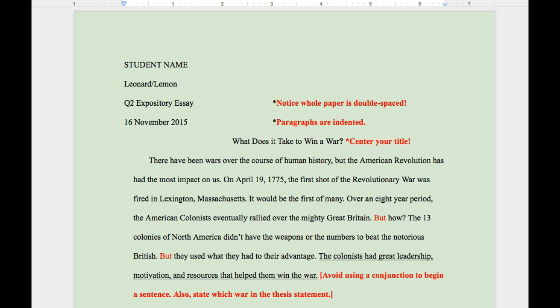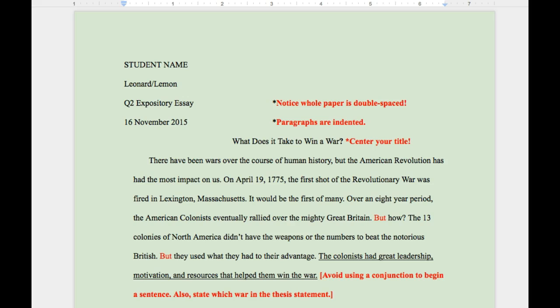Your font should be either Times New Roman or Arial, and your font size should be a very consistent 12 point. Your MLA heading on the top left includes your name, your teacher's name, Q2 expository essay, or whatever your teacher told you to put there, and then the date that it is due, done in the European style, which for this paper is 16 November or NOV and 2015.